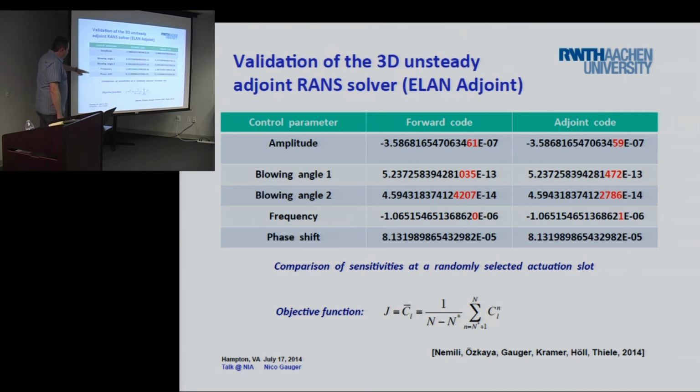sensitivity validation. The dominant part is the phase shift. Order of magnitude is 10 to the minus 5 here. And you see here up to 16 digits correct. So this dominates. The others are of lower order, so this is more than machine accurate. That's really perfect. Cost functional here is mean lift.